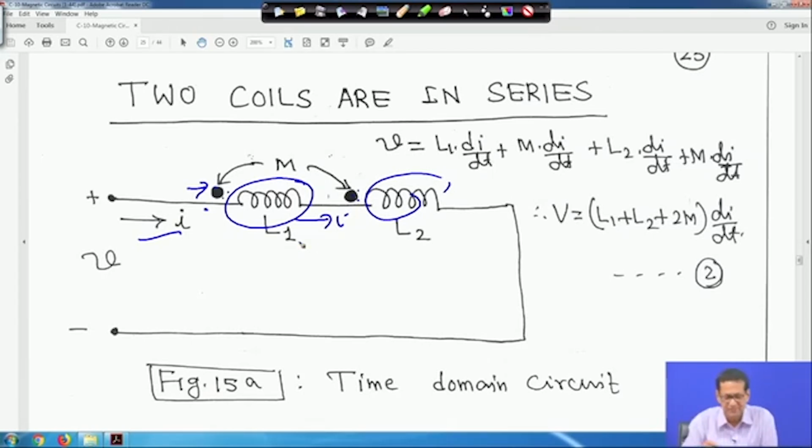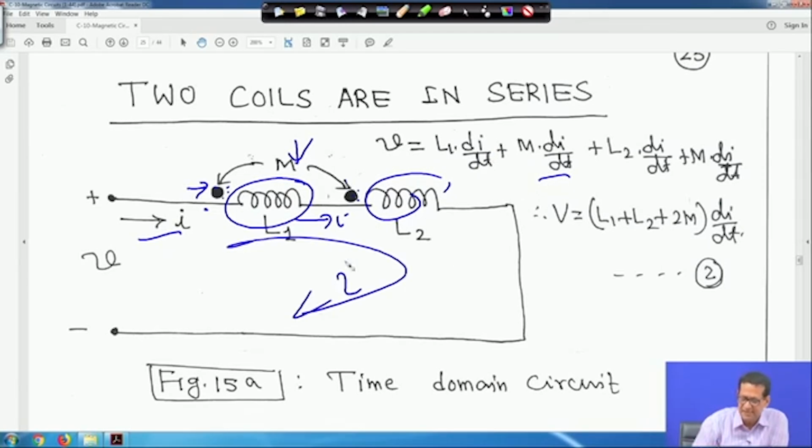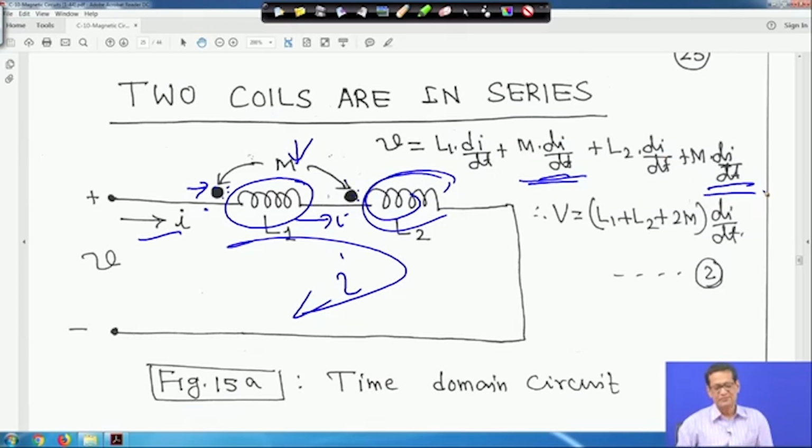So that's why, first, if you write V is equal to L1 di/dt, and then the mutual inductance between them is M. So V is equal to L1 di/dt plus M di/dt, because the current is the same, it is a series circuit, plus L2 di/dt plus M di/dt, because two coils are there. So repetition will be there in the series circuit, twice it will come.